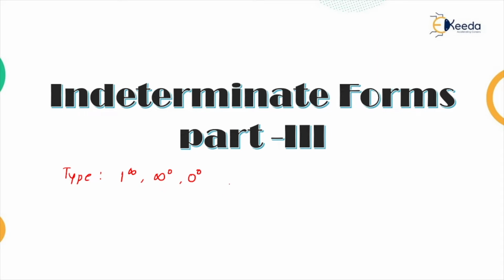Now let me start. Type number 5. We already discussed type number 1, 2, 3, 4 in my previous sessions. So we discuss here type number 5, and this is 1 raised to infinity, infinity raised to 0, 0 raised to infinity.